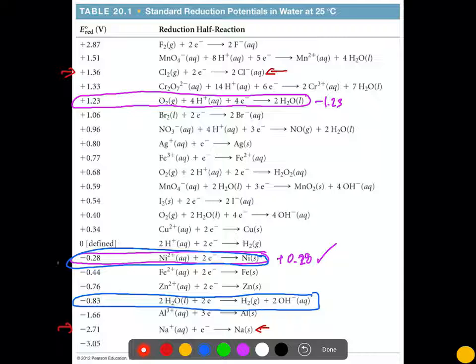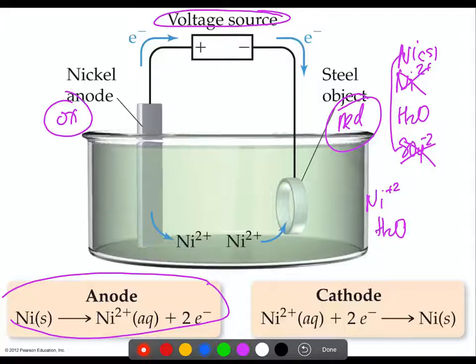Turns out that this, at being negative 0.28, is more likely than this one. Now, that's not to say this one cannot happen. If our power source has a high enough voltage, then we can get both of those things to happen. But obviously, we would try to design it and use a low power voltage, so that way only this one happens. Which is why, going back over here, we're going to get the reduction of nickel here. So we get solid nickel on this electrode, and we get the production of nickel ions over here.